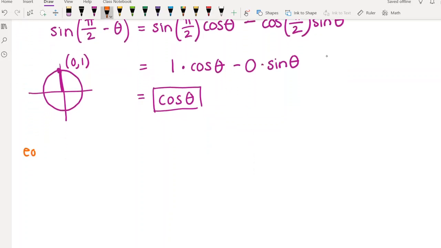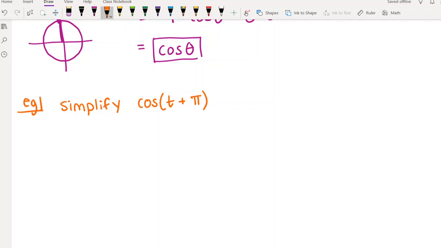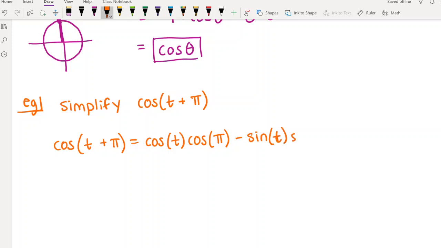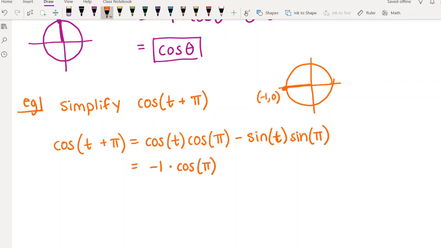So I want to do a couple more along these lines. So let's say we wanted to simplify cosine of t plus pi. So the angle addition formula for cosine tells us that cosine of t plus pi should be equal to cosine of t times cosine of pi minus sine of t times sine of pi. So looking at the unit circle, we want to look now at an angle of pi. So that's here. So that's -1, 0. So cosine of pi is -1. And then sine of pi is equal to 0.